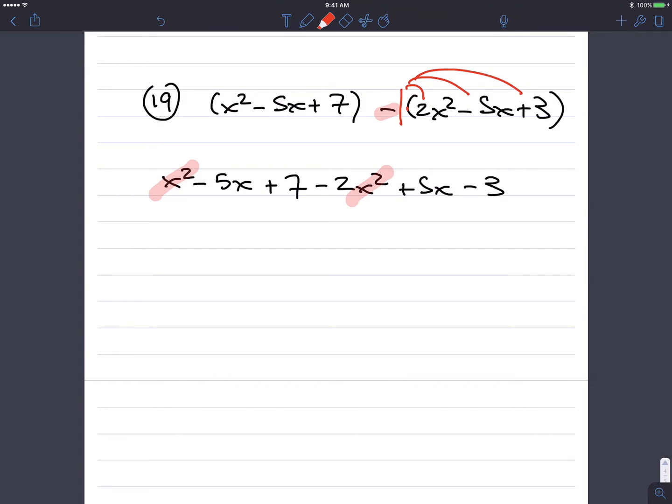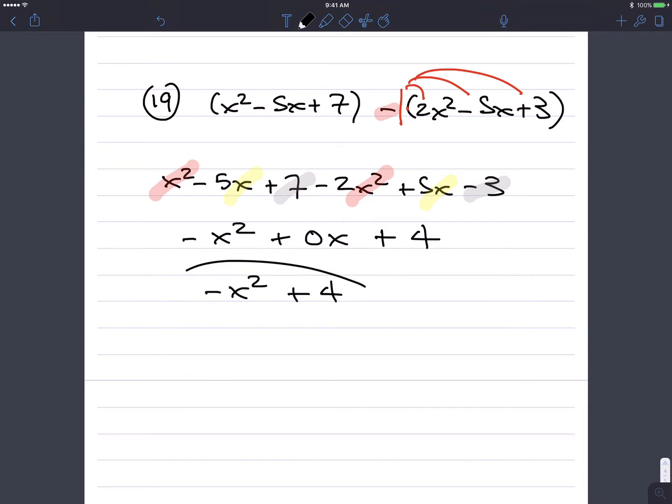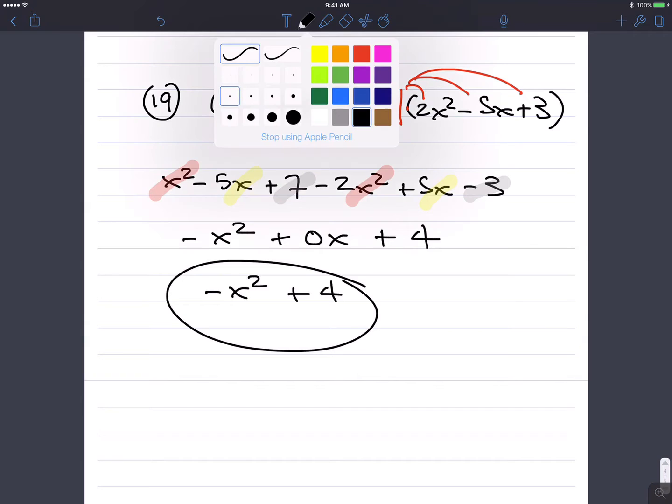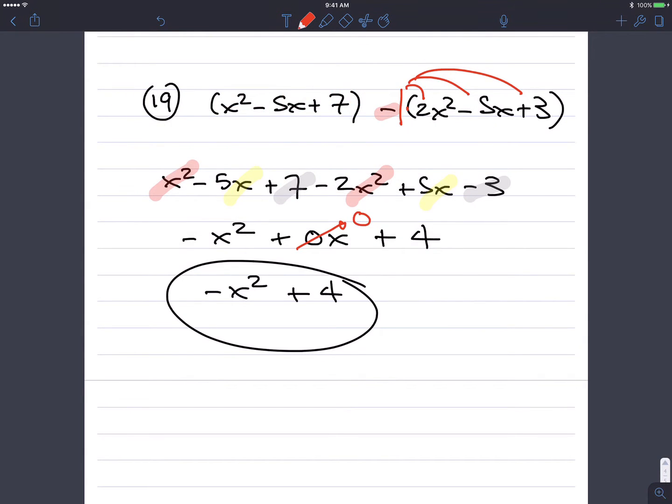Apples. I have 1 apple. I owe 2. I'm going to owe 1. I owe 5 bananas. I have 5 bananas. My bananas are gone. Maybe for now I'll just put 0 bananas. Then I have $7 and I owe $3, which means I'm going to have $4. My final answer is going to be -x squared plus 4. Because 0x is just 0, because 0 times any number is 0. And that's really not there. And that's number 19.